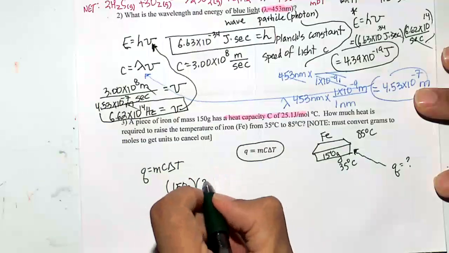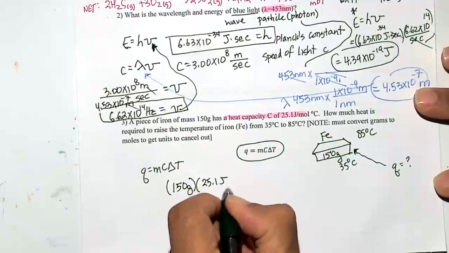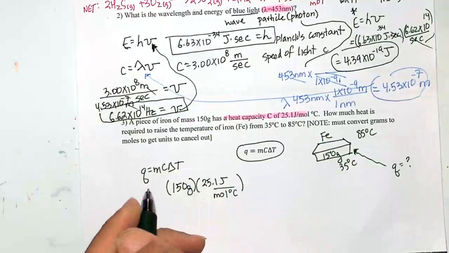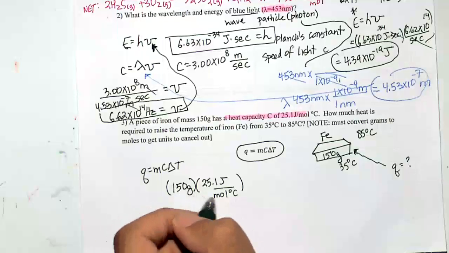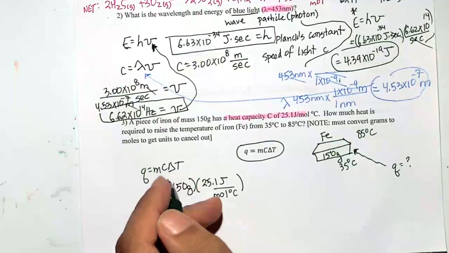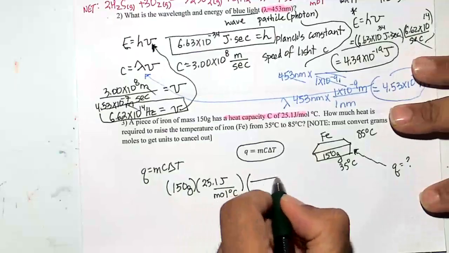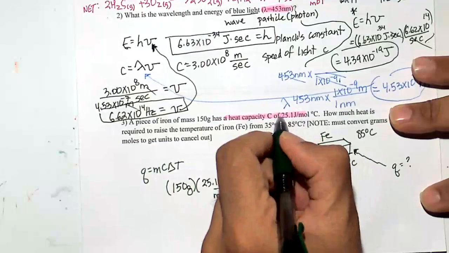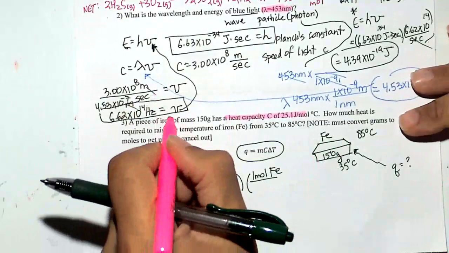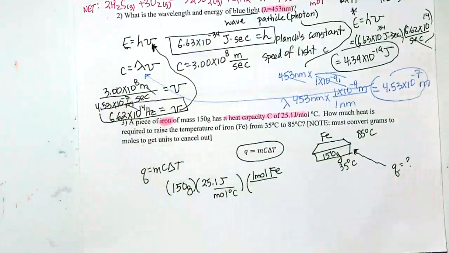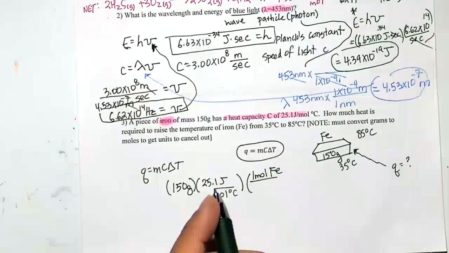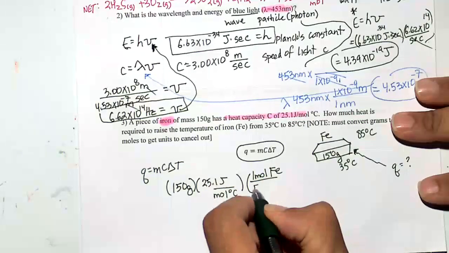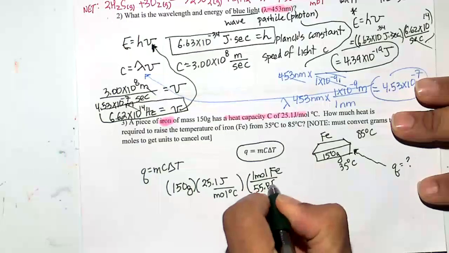Okay, C is 25.1 joules over mole Kelvin, or mole degree C. And then we need to convert this to moles because grams and moles don't cancel. So for every 1 mole of iron, this is iron, right? How many grams are in 1 mole of iron? 55.85 grams.